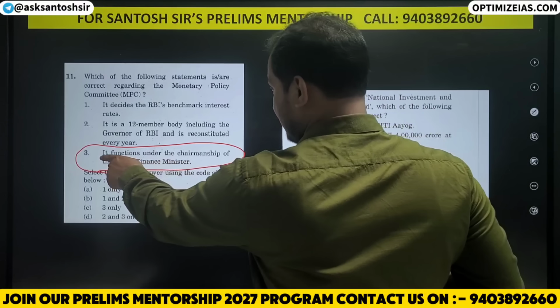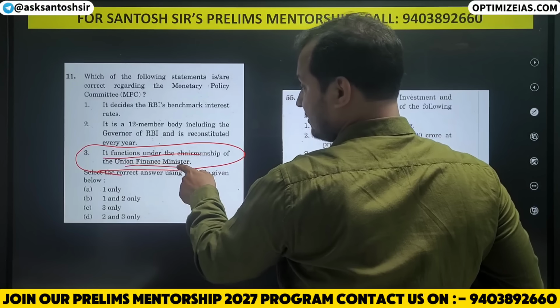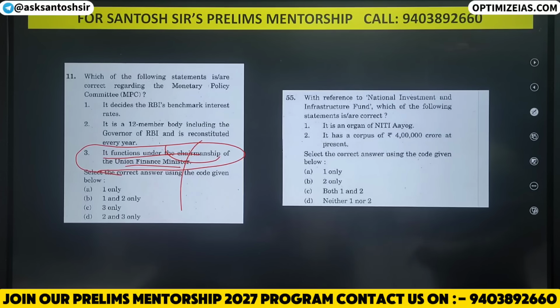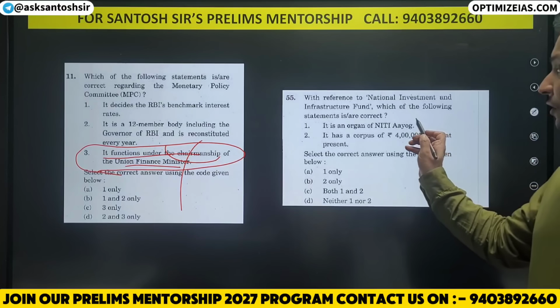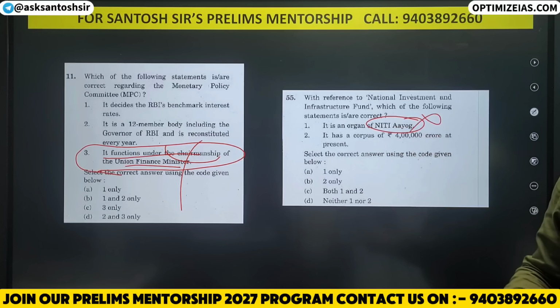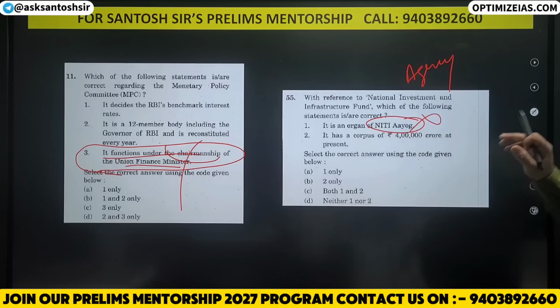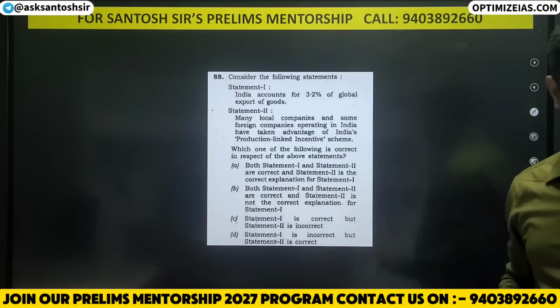Here you also see, it functions under the Finance Minister. It is incorrect. It functions under what? RBI Governor. So you can see here also, guys, it is an organ of Niti Aayog. No, agency. What I have told you, agency chaired by, such statements are incorrect. Next, let us see this question, guys.